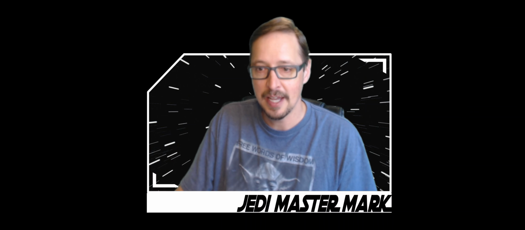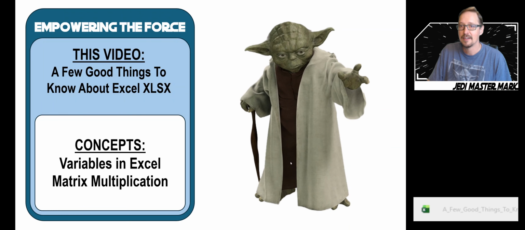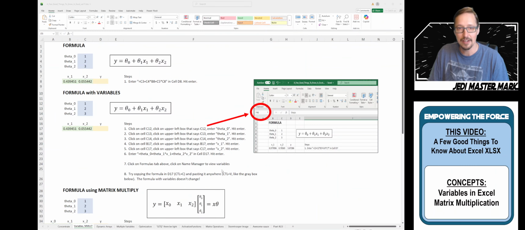So I'm going to go ahead and pull up. Okay, this video is going to go into one of the tabs that talks about a few different concepts or functions within Excel. One is variables within Excel, and another is matrix multiplication and how that works. And this is all from the Excel file that I created, which is titled A Few Good Things to Know About Excel. So without further ado, I'll pull up the Excel file.